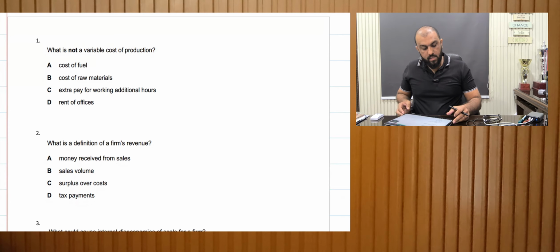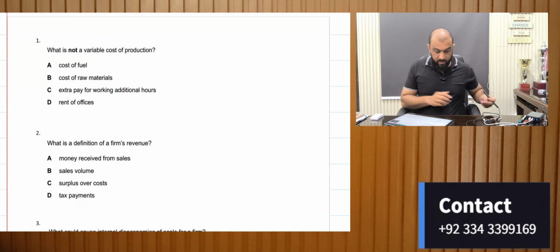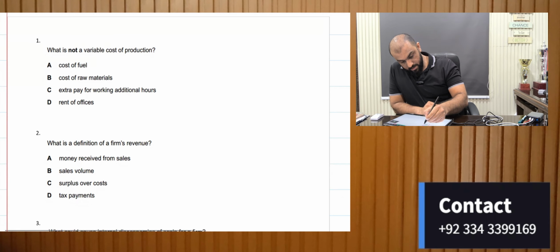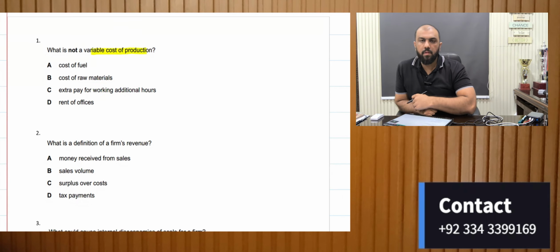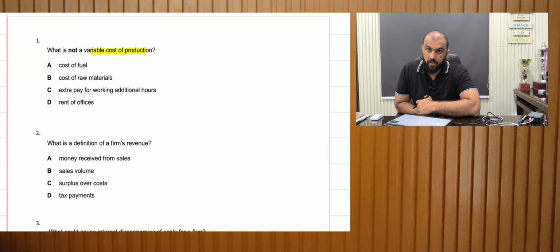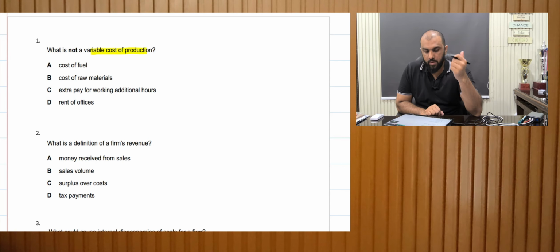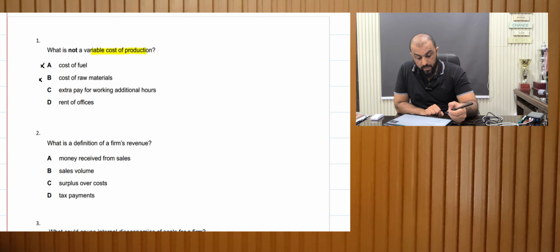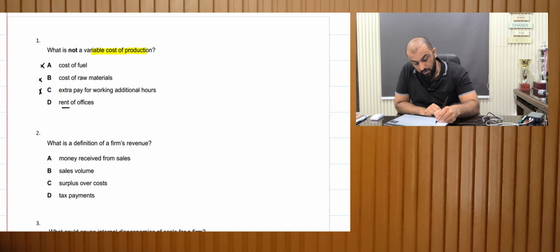Alright, what is not a variable cost of production? Variable cost changes with the level of output. So cost of fuel will change if I'm a taxi driver: if I want to travel more, it will change. Cost of raw material would also change. So they both are variable costs. Extra pay for working additional hours is basically wages. It's a variable cost. Rent is always a fixed cost.